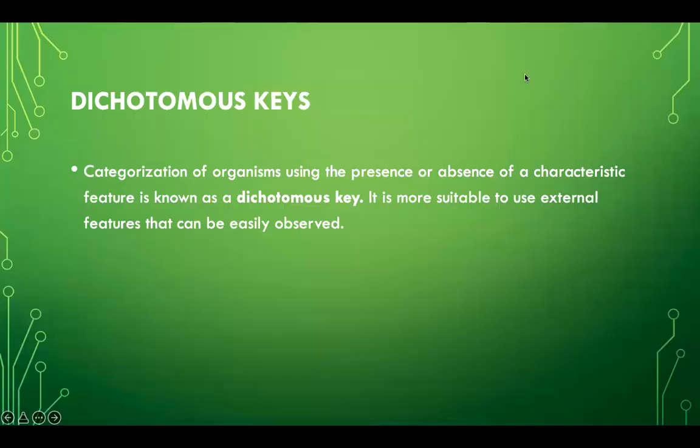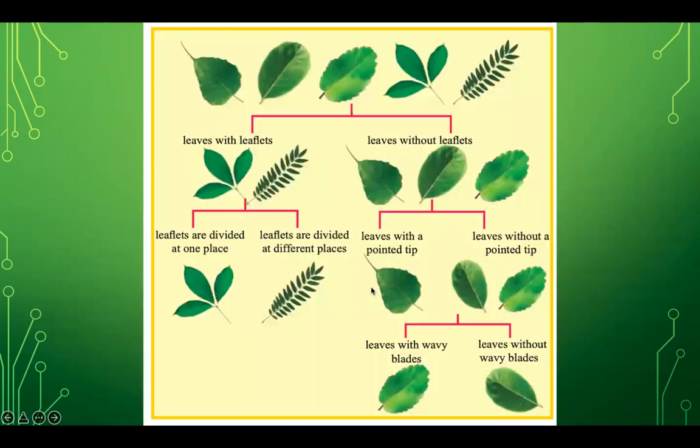The organism that you are categorizing can be an animal, a plant, or even a microorganism. So based on the presence or absence of physically visible characteristics. Mostly we take the visible characteristics. It is more suitable to use external features. That's what I said, right? It is a visible characteristic. Okay, let's move.